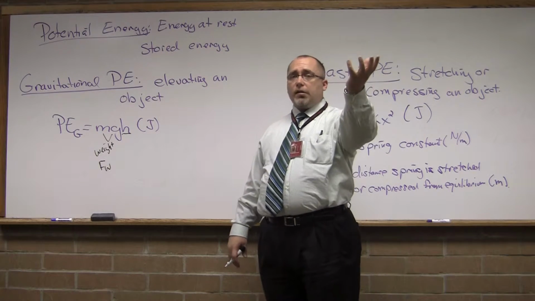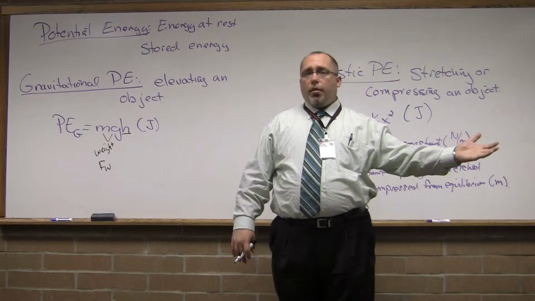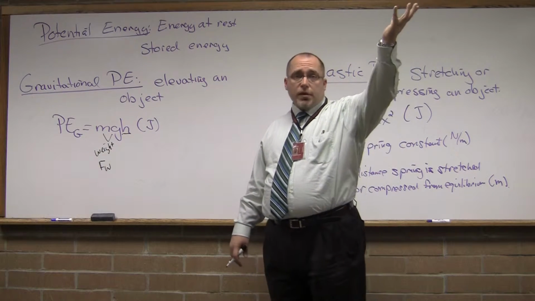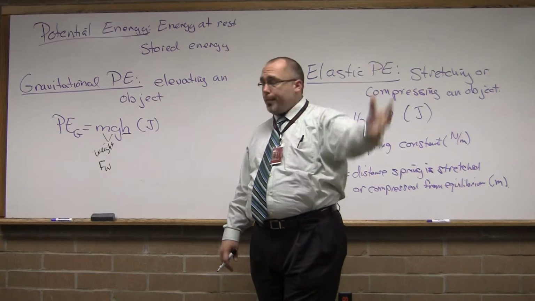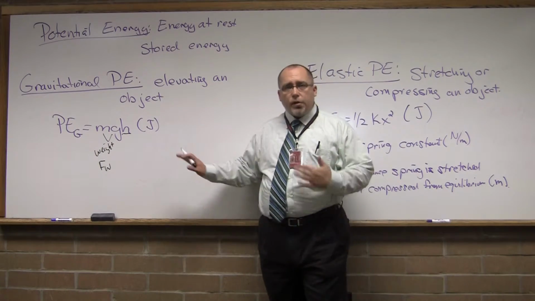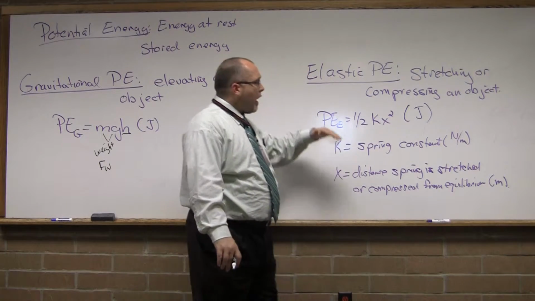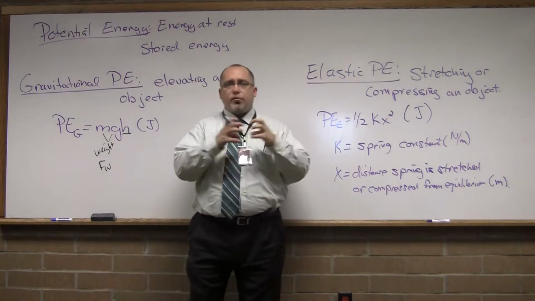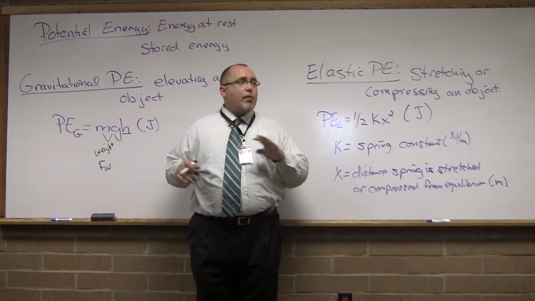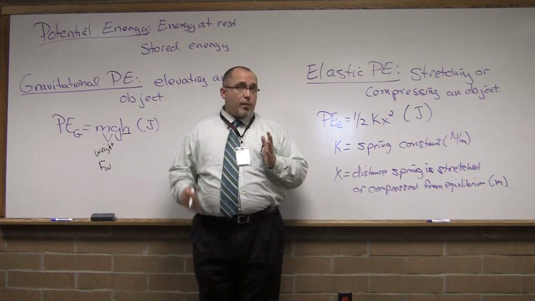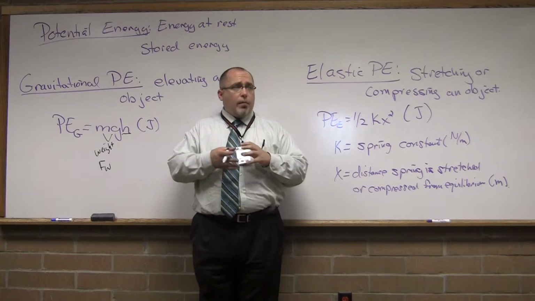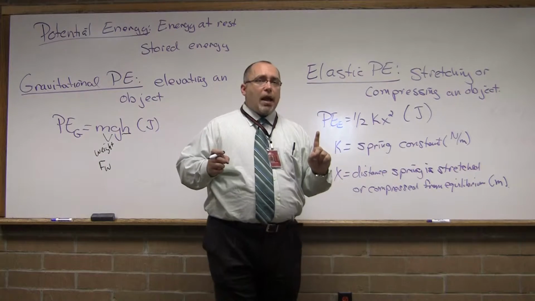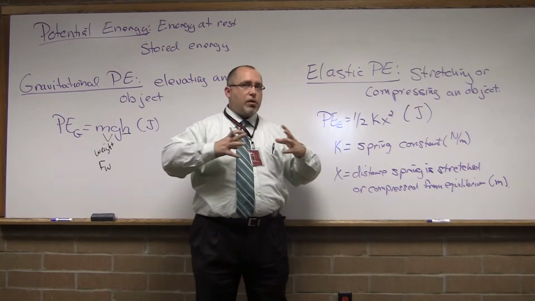So if you elevated an object, say 2 meters, the object weighed 300 newtons. 300 newtons times 2 meters gives you 600 joules of potential energy that you added to that object. So gravitational, pretty easy, pretty straightforward. The other one to look at is called elastic potential energy. And elastic potential energy has to do with stretching or compressing objects. Every material has elasticity. Some have more elasticity than others. For instance, a spring can stretch or compress, but yet a brick can't necessarily do that.